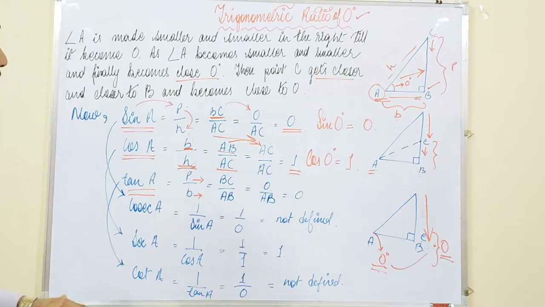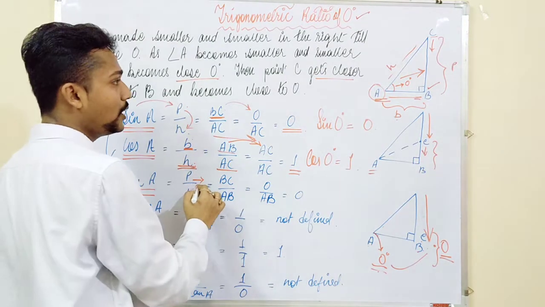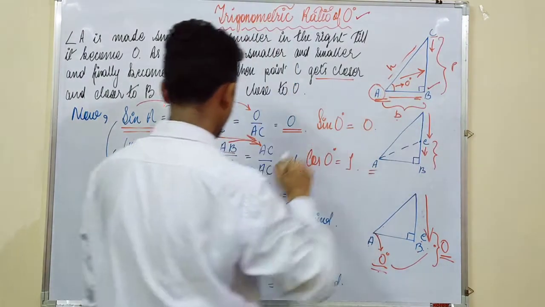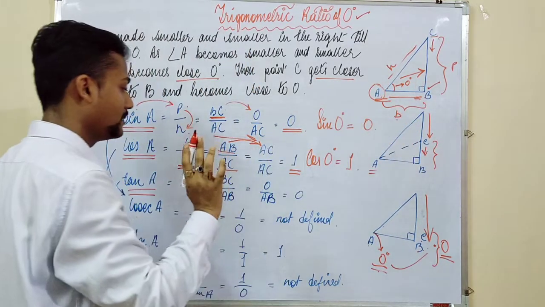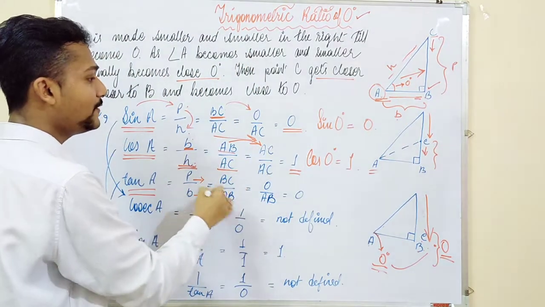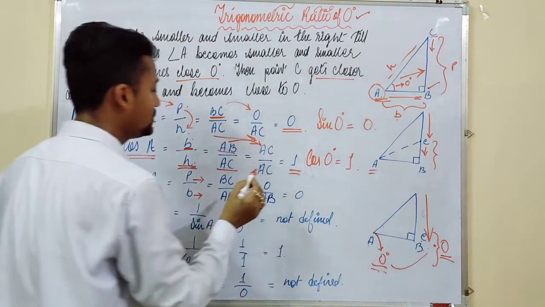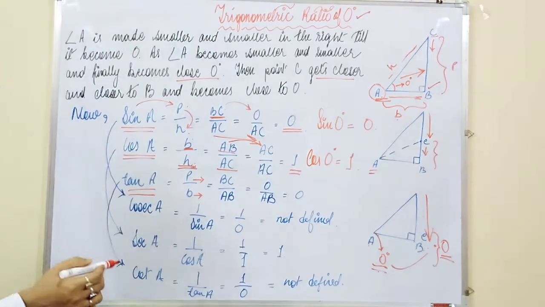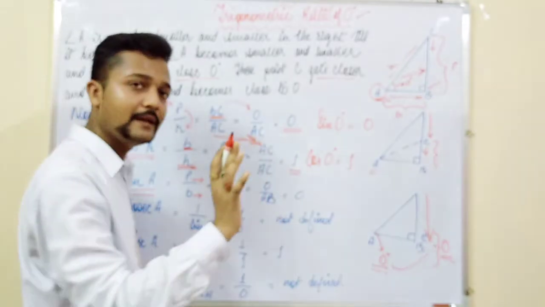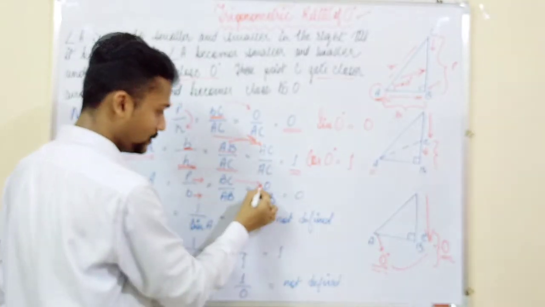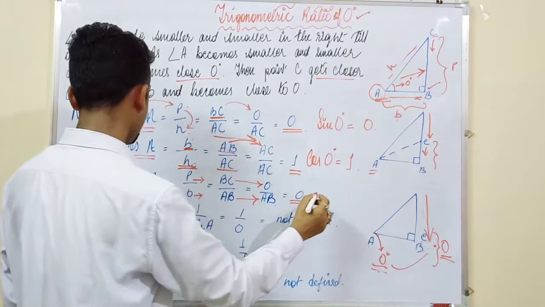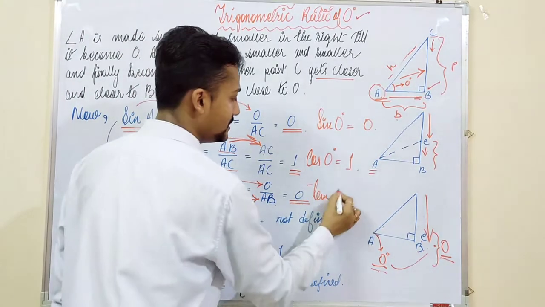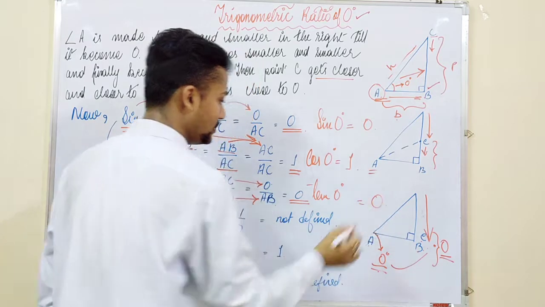BC by AB. Now see, P is equal to how much? P is equal to BC. Then B, base, is equal to how much? Base is equal to AB. Now see, what is the value of BC? BC is equal to 0, isn't it? BC is equal to 0 and AB will remain AB. If BC is equal to 0 and AB remains AB, then 0 by AB is equal to 0. That means sin 0 degree is equal to 0.